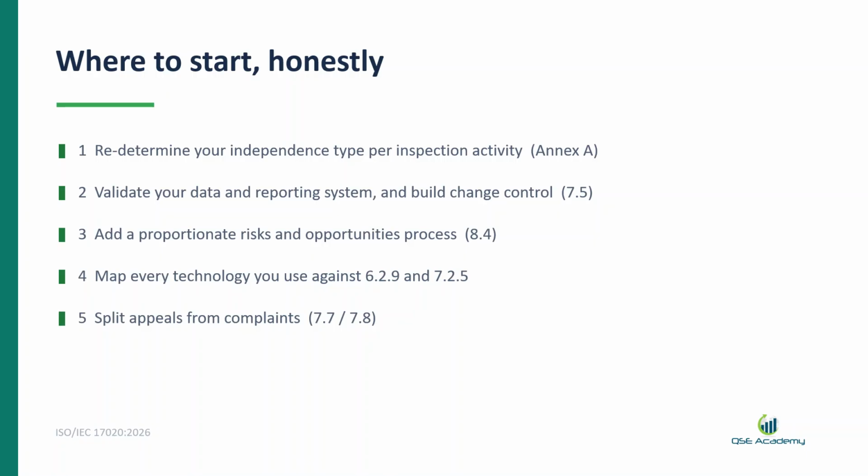3. Add a risks and opportunities process and keep it proportionate. Remember the note, no formal methodology required. 4. List every piece of technology you use in inspection, including anything with artificial intelligence in it, and map it against 6.2.9 and 7.2.5. Most bodies discover they use more than they thought. 5. Split appeals from complaints into 2 procedures and publish both processes. Do those 5 and you have covered the substance of the transition.